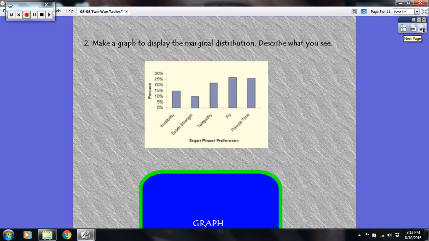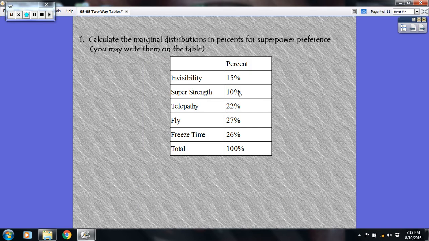For number 3. Can we conclude that boys and girls differ in their preference of superpower? In order to do so, what we need to do is calculate the conditional distribution. So when we had the marginal distribution, we calculated their percentages based on the individuals who picked invisibility out of the total, the individuals who picked super strength out of the total.